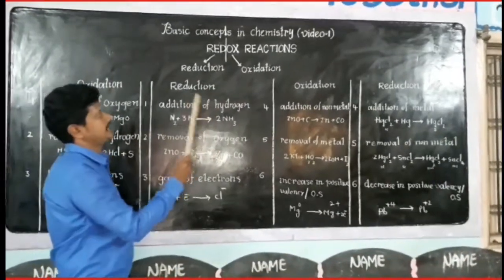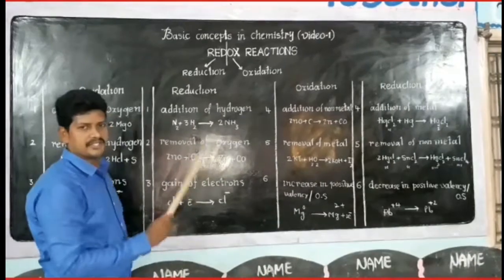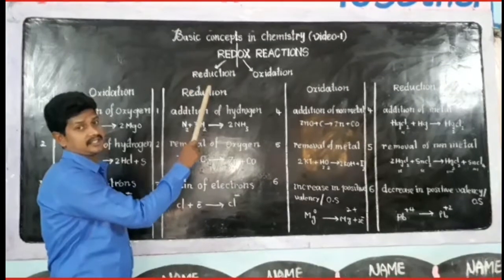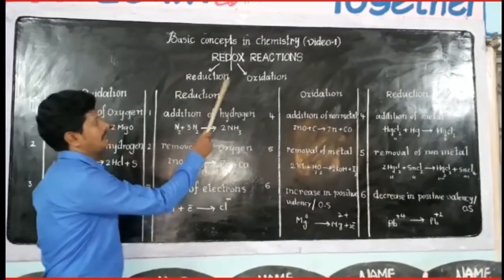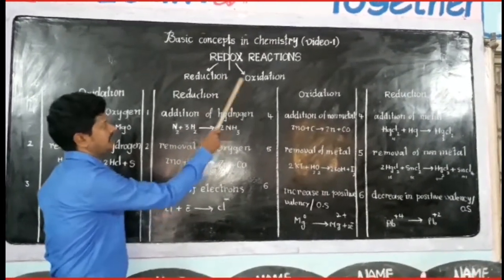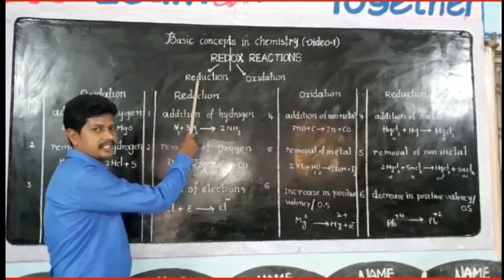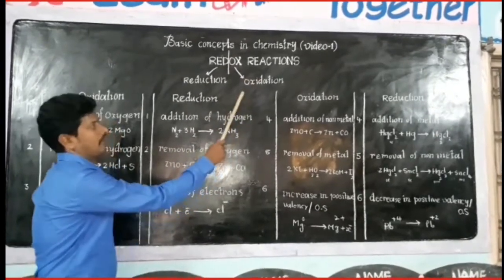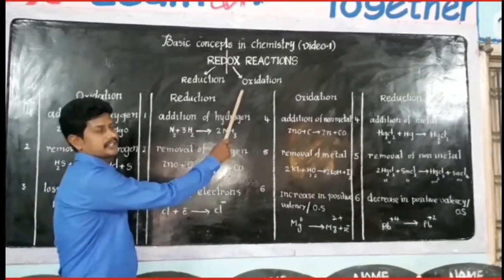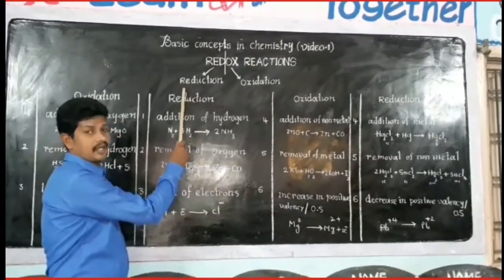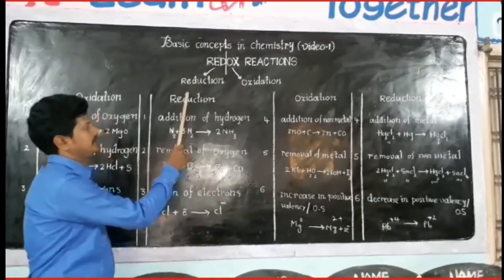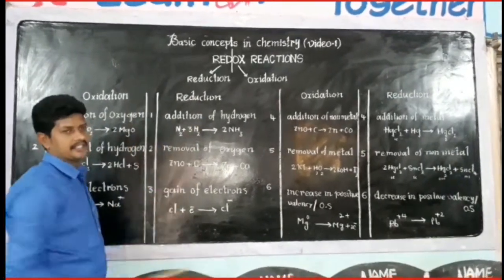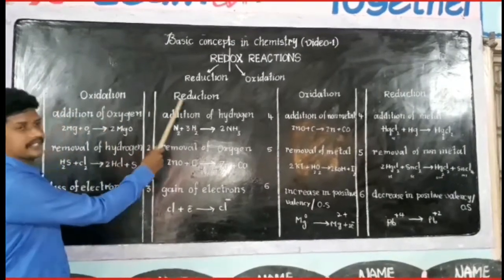So redox reaction is defined as a reaction in which oxidation and reduction reaction takes place simultaneously. Once again, a reaction in which oxidation and reduction takes place simultaneously is called redox reaction. In simple terms, oxidation means addition of oxygen, whereas reduction is addition of hydrogen. There are some other differences between oxidation and reduction. Let us see a table of oxidation reduction reaction.